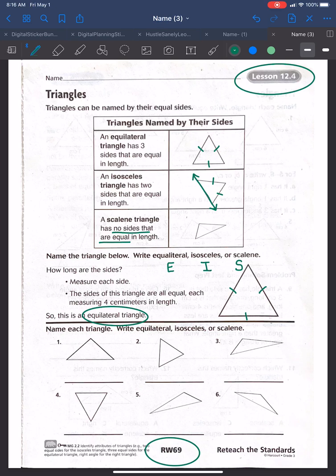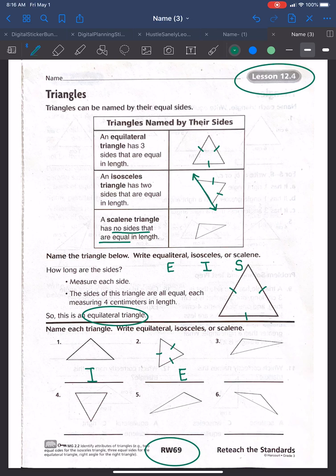Looking at this triangle, do you think that all sides are equal? That maybe 2 sides are equal? Or does it look like that it has no matching sides at all? That's right, it has 2 equal sides. It is our isosceles triangle. What about number 2? All sides are equal. It is an equilateral triangle.